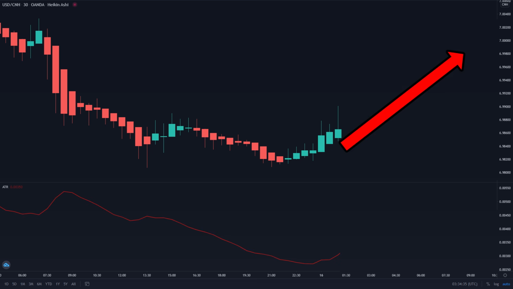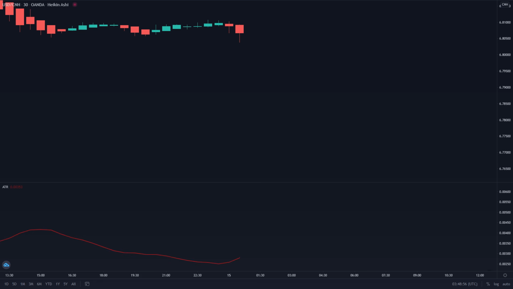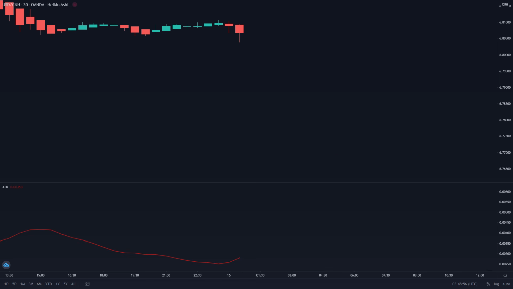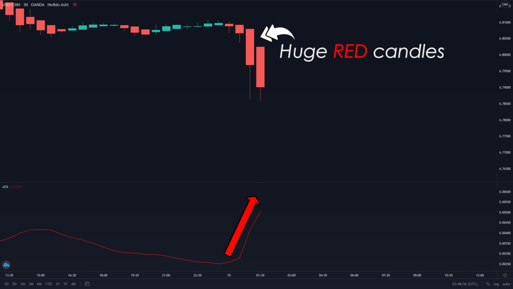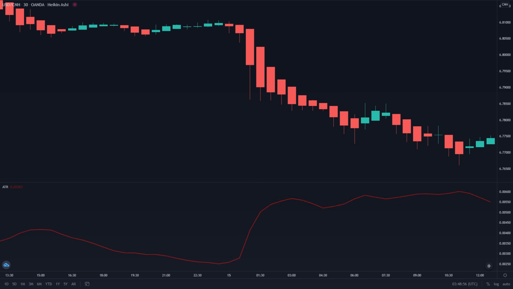And that's exactly what it did. It went upwards and you would have secured some profits. Here's another example. You can see that the ATR is at a relatively low value, which indicates that a breakout might happen. Now, you can see that volatility is actually starting to pick up, and the Heikin Ashi is displaying huge red candles, meaning that the breakout will likely happen to the downside. And that's exactly what happened. So that's how you use the ATR to predict when a price is breaking out.